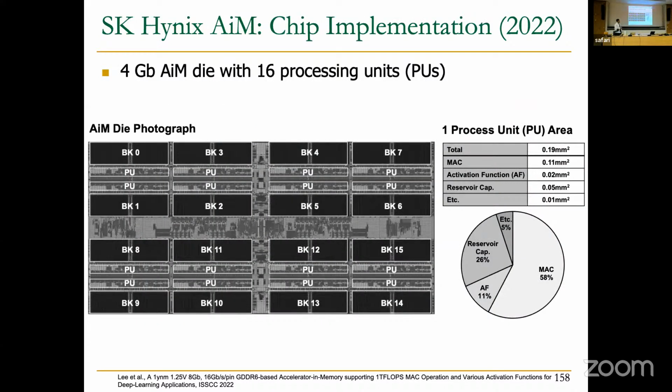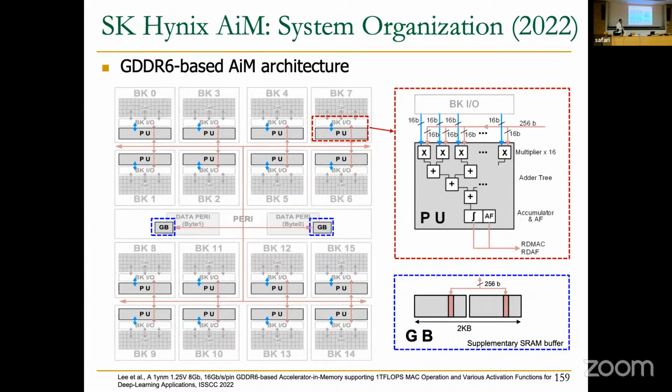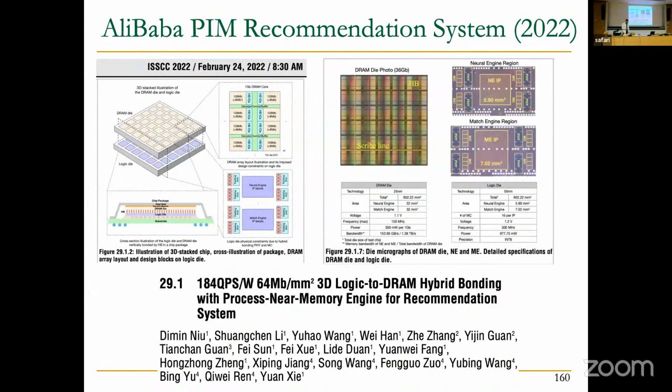Another solution from SK Hynix is called AiM. SK Hynix is another memory manufacturer again. At a high level, it is similar to what Samsung is proposing, including some logic around banks in the DRAM array itself. Again, this is targeting neural network inference. Alibaba also has its own architecture that uses 3D stack to integrate computation together with the DRAM die. This is closer to the Tesseract architecture that I mentioned previously, where the computation is sitting in the logic die of the 3D stack architecture.